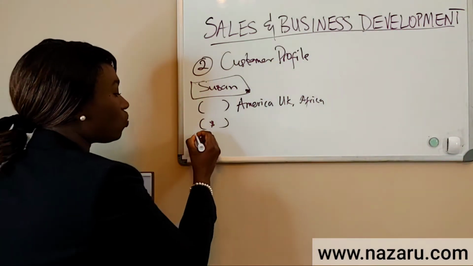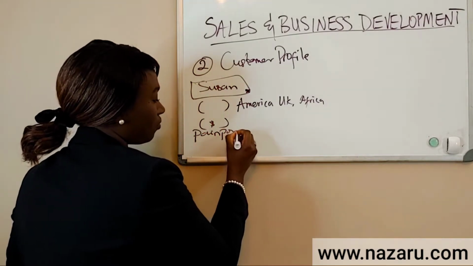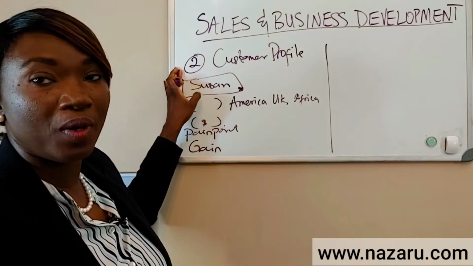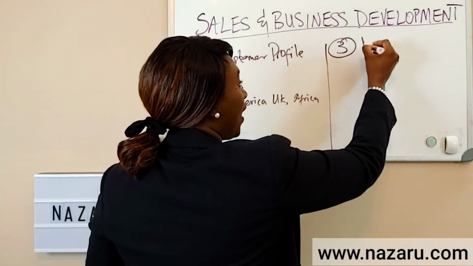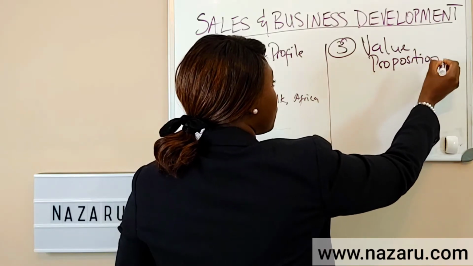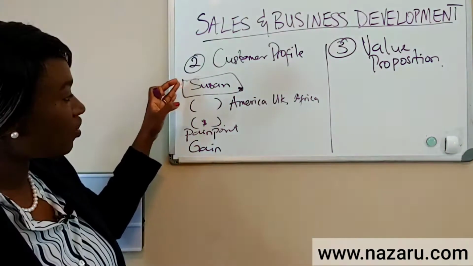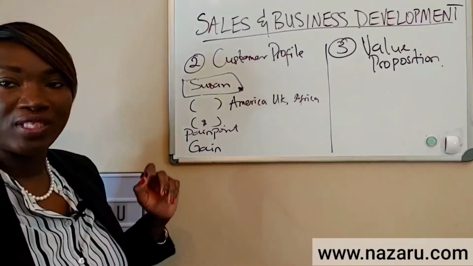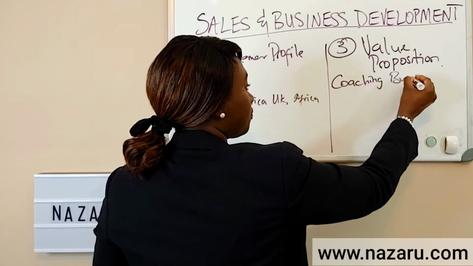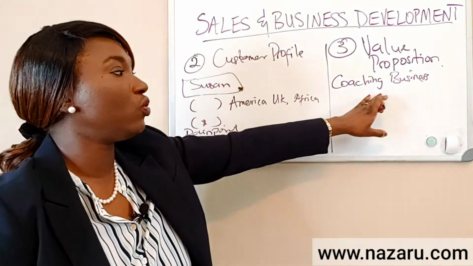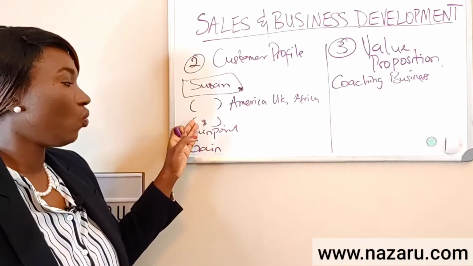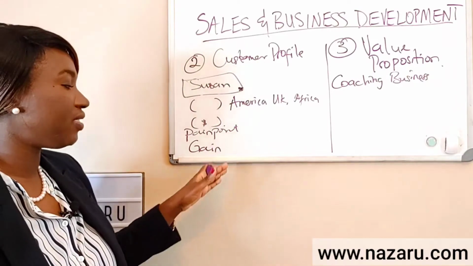So for Susan, we want to understand her pain points. We also want to understand the gain that she's looking for. So while we have the customer profile, we also need to develop, number 3, the value proposition. So let's look at customer Susan's pain points and gain with an example of a coaching business. So let's say you're trying to offer a coaching business to customer profile Susan, a middle-aged woman living in America with a certain level of income. We want to understand her pain points and gains.